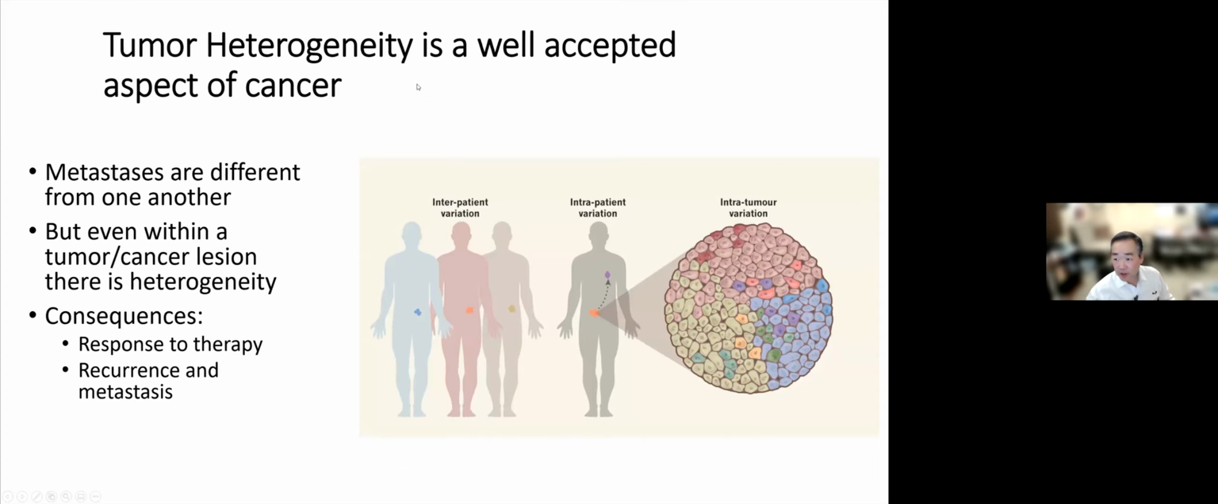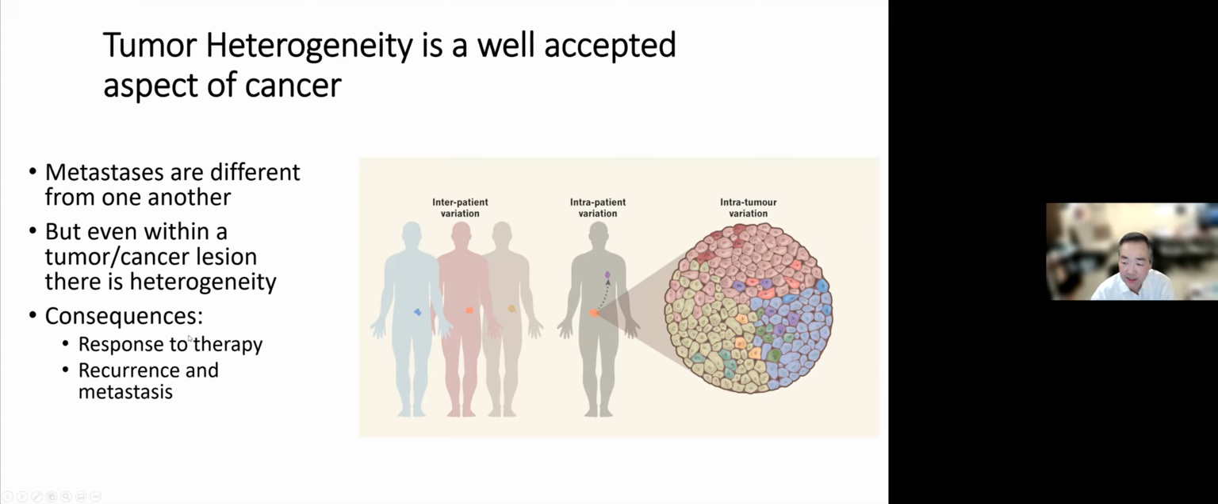All right, I think this audience probably recognizes that tumor heterogeneity is a very well accepted aspect of cancer. And when we talk about tumor heterogeneity, it's more than just that cancers differ from one patient to another, but even within a patient. And even that takes on several layers of complexity. We often talk about intra-tumor variation, shown here on the right-hand side of the slide, where we have different subclones that actually make up the whole mass, which we call the tumor.